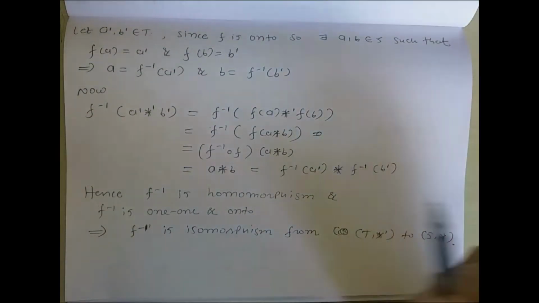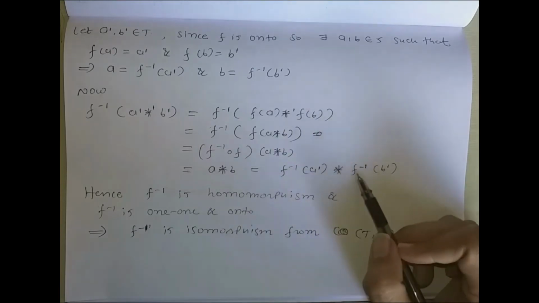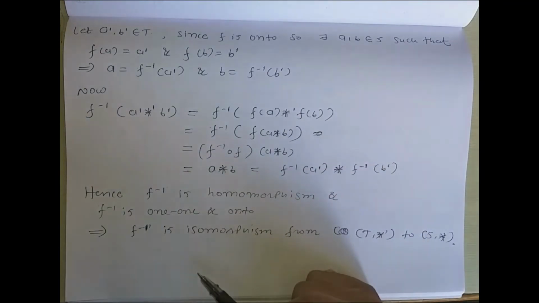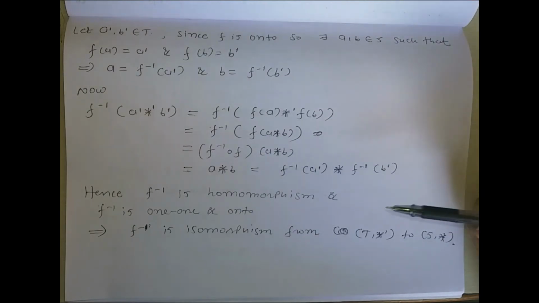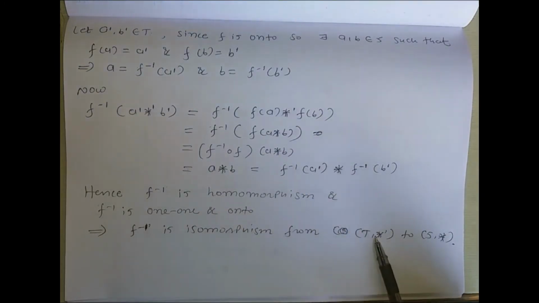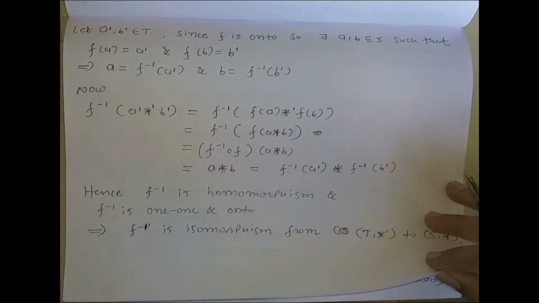So what we obtained is F inverse of A' star' B' is equal to F inverse A' star F inverse B'. Hence F inverse is a homomorphism and F inverse is one-one and onto. So F inverse is a bijective homomorphism from T to S. So F inverse is an isomorphism from T star' to S star. This is the simplest explanation of this theorem. There is nothing much hard in this theorem. So let us go for the next theorem.